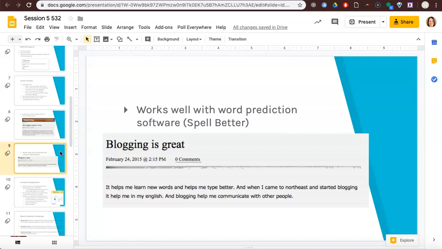So for a student who's coming into a school in a new community, in a new language, and having difficulty communicating with his peers and making those connections, blogging helped him do that. And so that's a huge thing. Not only is it developing those linguistic skills, the writing skills, but it's helping him develop and become part of this community.